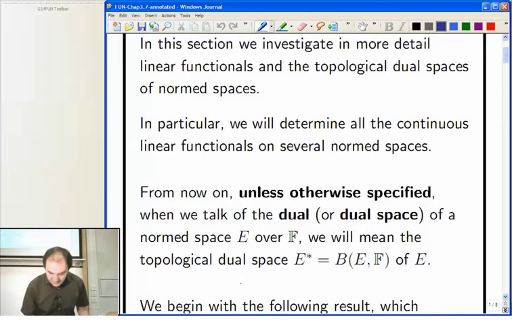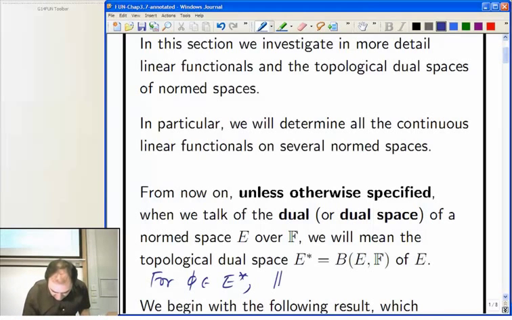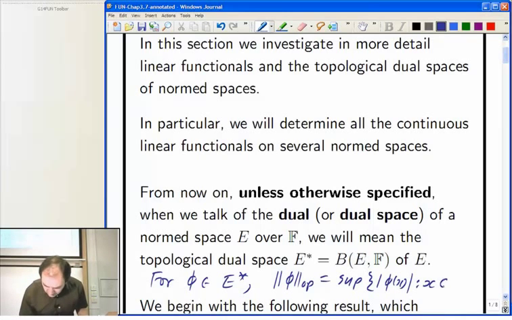But I'll remind you what the operator norm is for phi in E star. Because we use modulus on the scalars, the operator norm of phi is the supremum of the modulus of phi of x, where x is in the unit ball of E, closed unit ball we can use. So you look at all x in the closed unit ball of E.